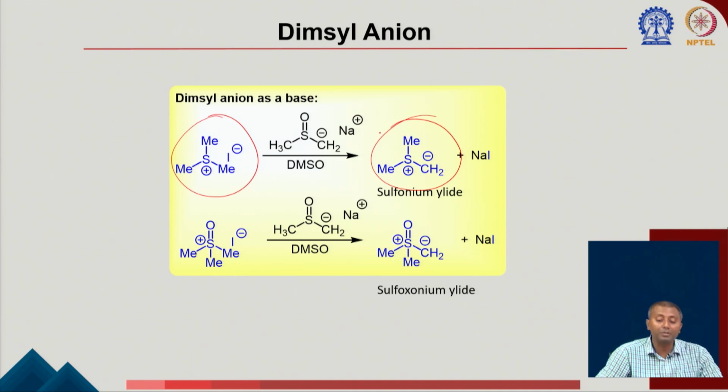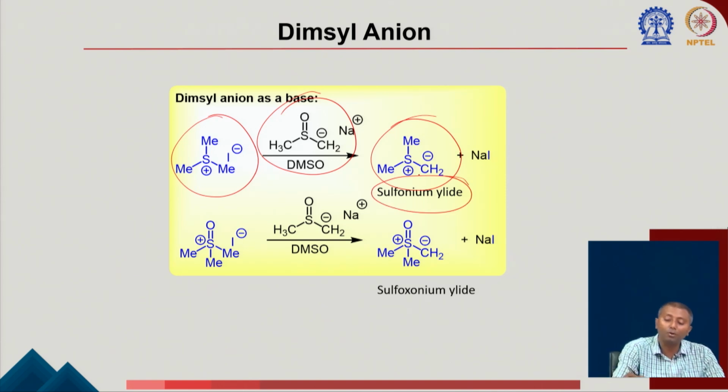So this proton from the methyl, because you can see it's next to a sulfur with positive charge, you can understand that its pKa is really acidic. So this can be abstracted by this dimsyl anion to generate the corresponding sulfonium ylide. We are going to talk a lot about the reactivity of this sulfonium ylide. It can also generate sulfoxonium ylide.